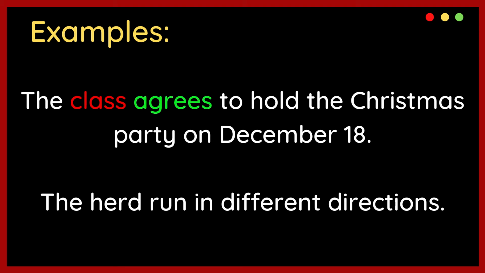In the second sentence, the word different signals that the collective noun herd functions as separate units. Therefore, the verb run must be in base form.